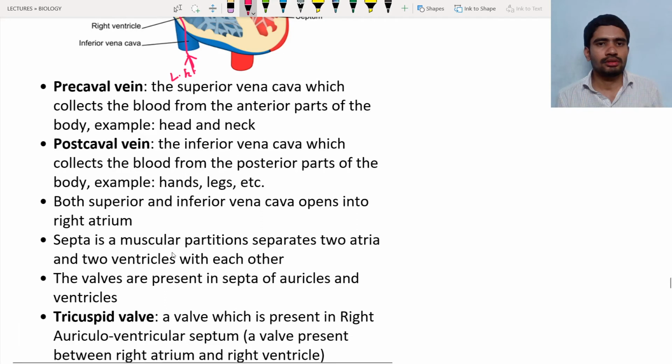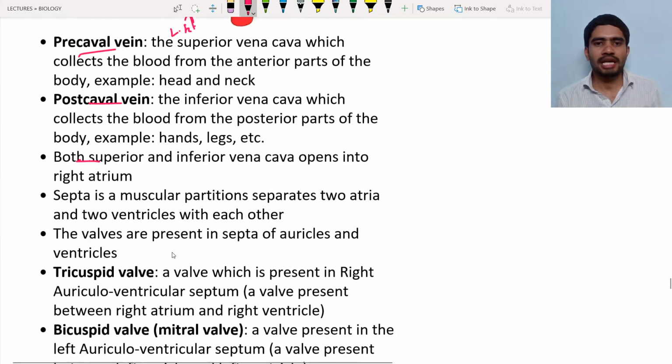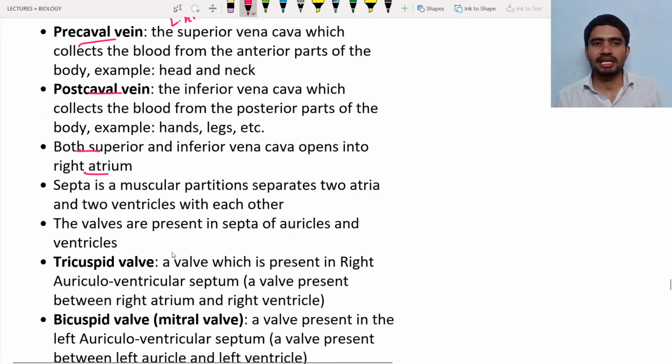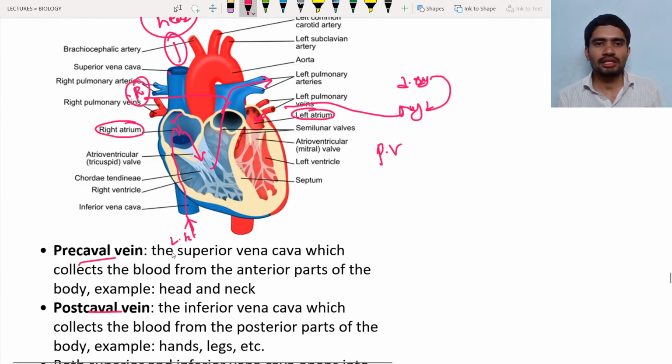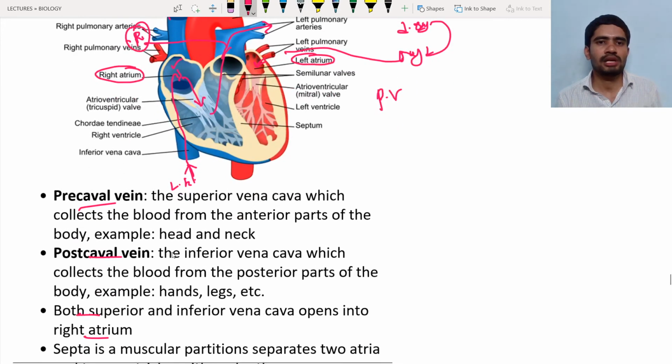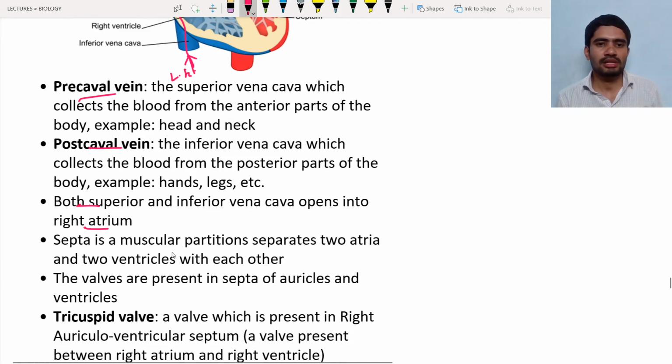So next, we have discussed the precaval vein, postcaval vein, and so on. Both superior and inferior vena cava open into the right atrium, and here you can see between these two chambers there is a septum. Septum is nothing but a muscular separation, a muscular partition. Partition means a division, a muscular partition that separates the two atria and also the two ventricles from each other.